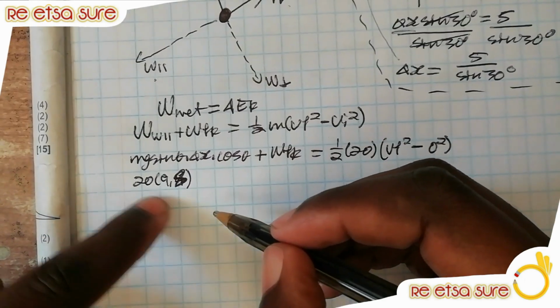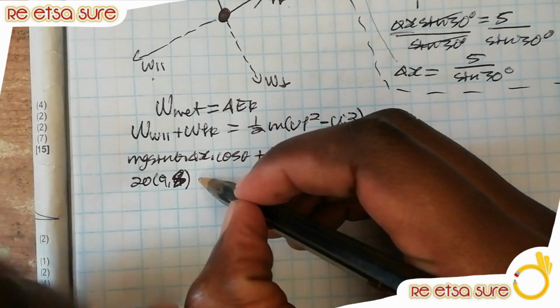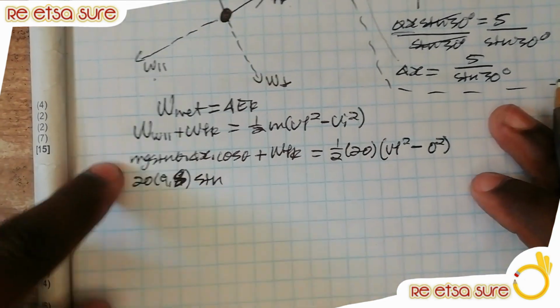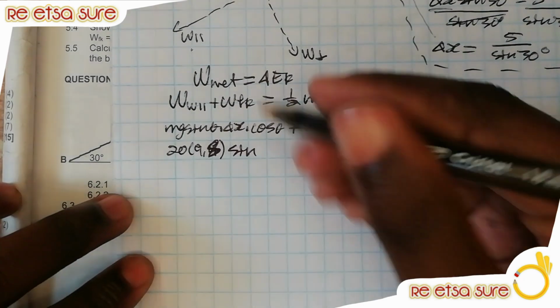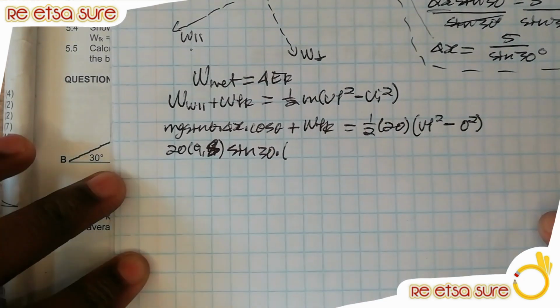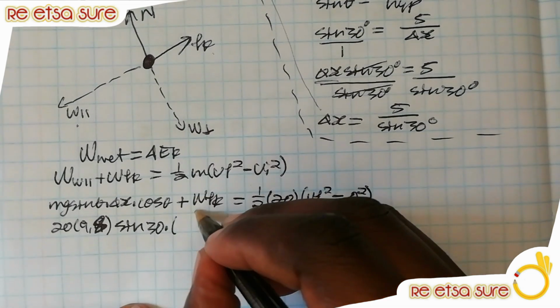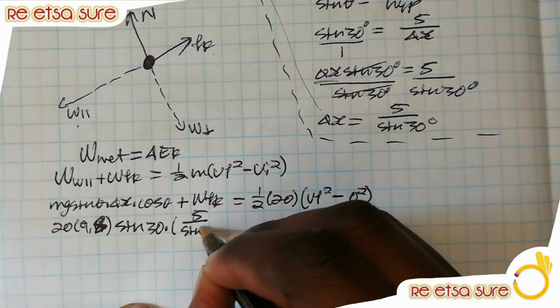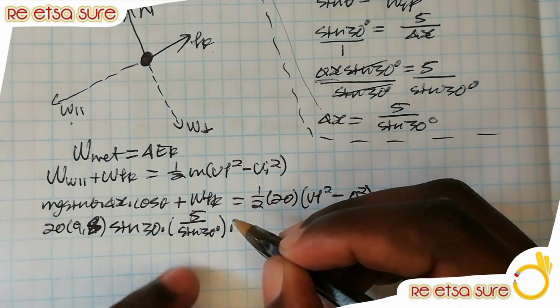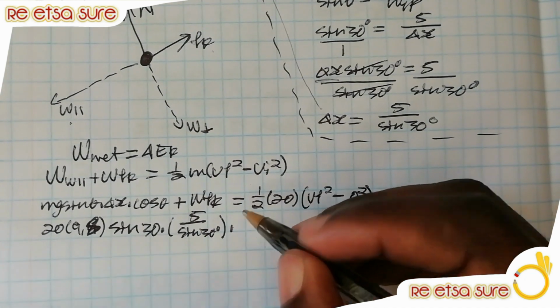So our mass is 20 times the gravitational acceleration, times sine of the angle of inclination, 30, times our displacement, which is 5 divided by sine of 30 degrees, times the cosine of the angle between our force and our displacement.